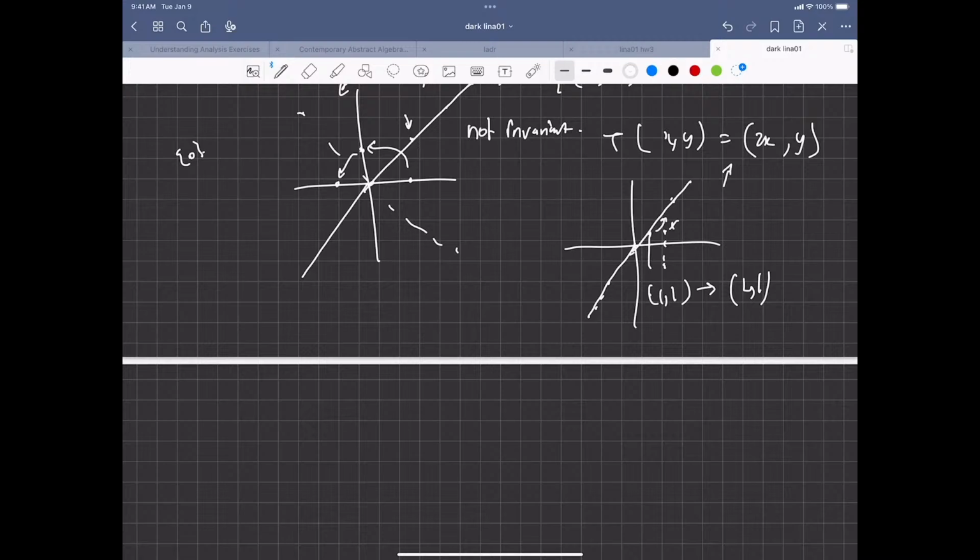And actually, we know all the subspaces of R2. They're the two trivial ones, the whole space itself and the zero space, and basically any line through the origin would be a subspace of R2. So it turns out that this T doesn't have non-trivial invariant subspaces.